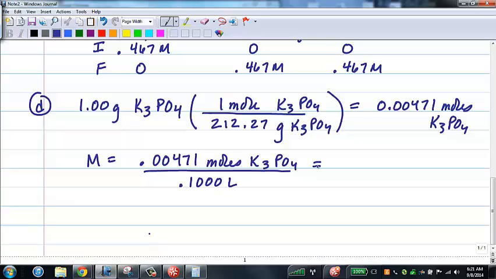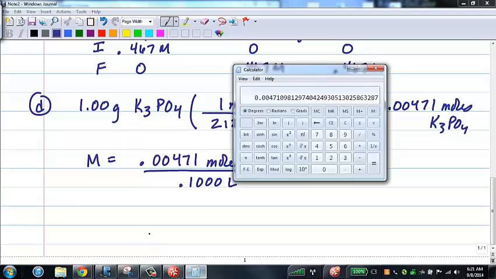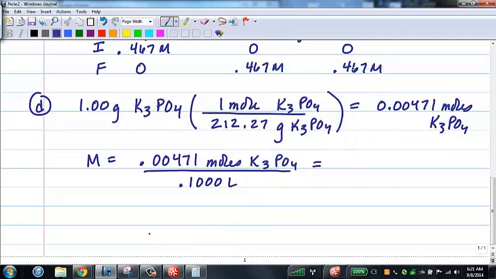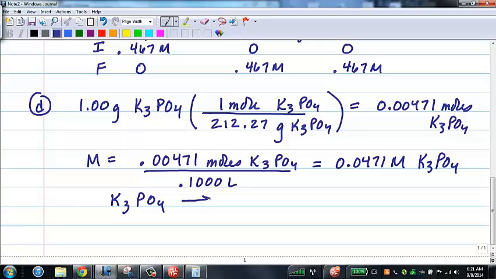So dividing 0.00471 by 0.1, we get 0.0471. And that's the molarity of K3PO4. But as in the other problems, they're not asking me for the molarity of the solute as a whole. They're asking me for the concentration of the ions. So I have to take into account how K3PO4 breaks apart as a strong electrolyte when I put it into water.